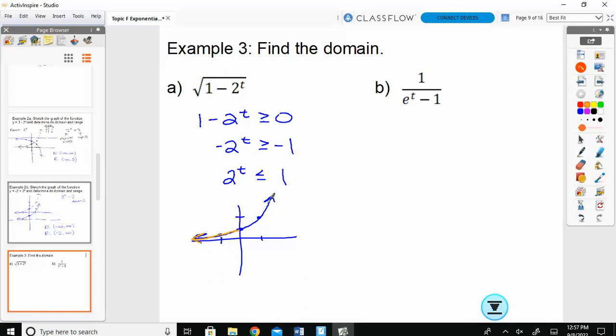Even this whole thing would work. Oh, there's an asymptote. Yes, but we're talking about the x value, so it keeps going on the x-axis. So we know that 2 to what power equals 1? 0. So that means our t had to be less than or equal to 0. And the graph just kind of reinforces that. So it's everything from negative infinity to 0 with the bracket.